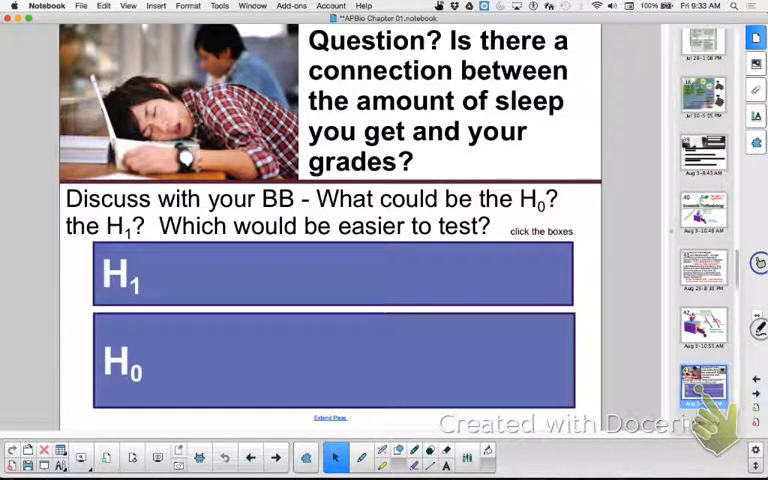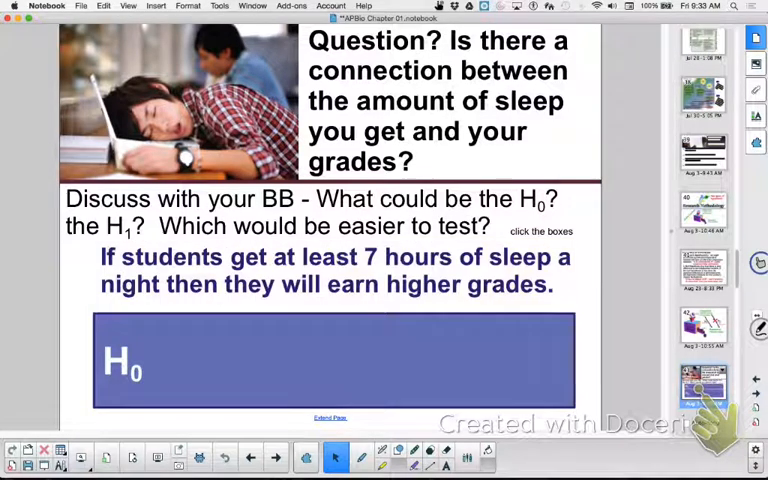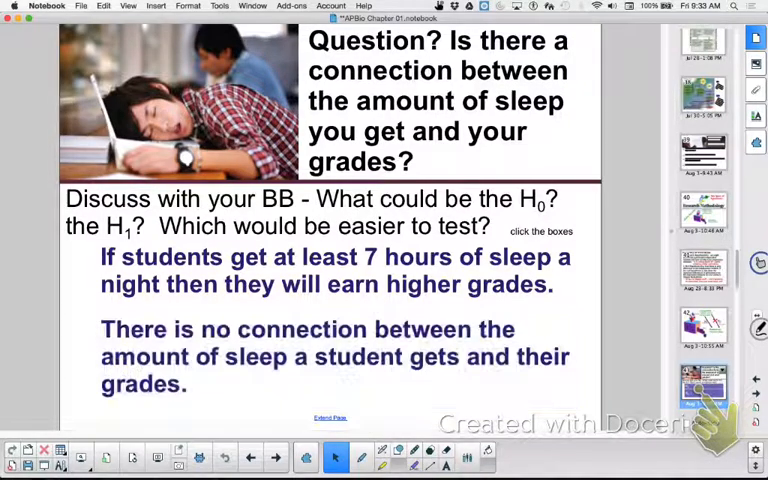Go ahead. You don't have to type it. Just think it in your head. Discuss it, sorry. Okay, so if a student gets more than 8 hours of sleep, or the amount of sleep, then yeah. I heard you. Does that make sense? All right.